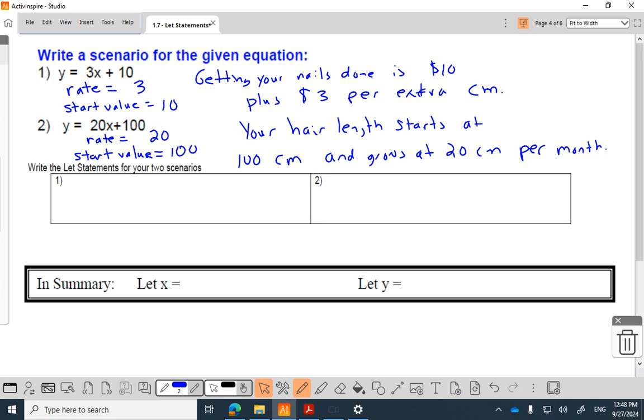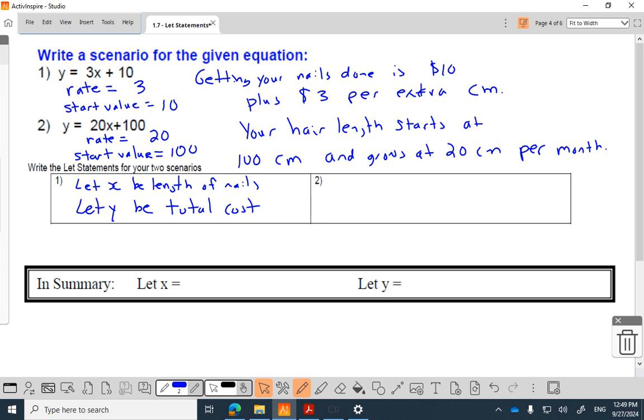So I'm going to say let X be length of nails. That's what I need to know before I go to my appointment. Then let Y be what I'm going to figure out. Once I know my length of nails, I'm going to use that to find out what you really want to know before you get your nails done. How much it's going to cost. Let Y be total cost. You'll see total cost in lots of situations. That's what we really want to know.